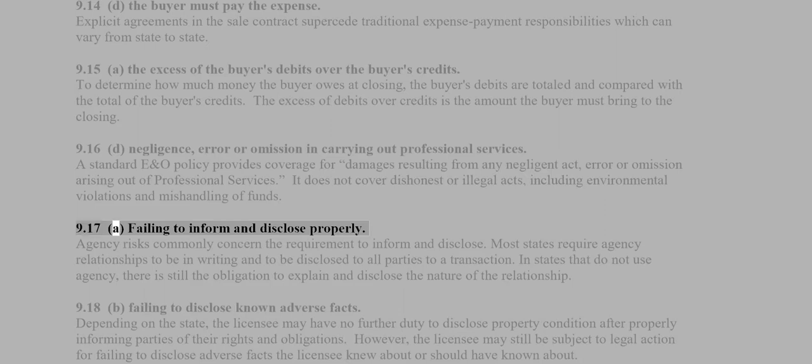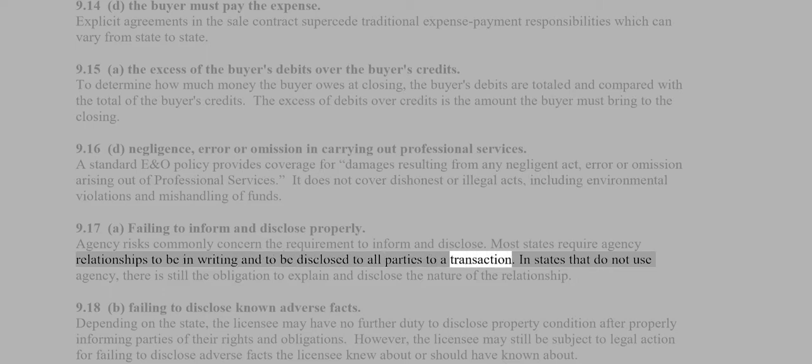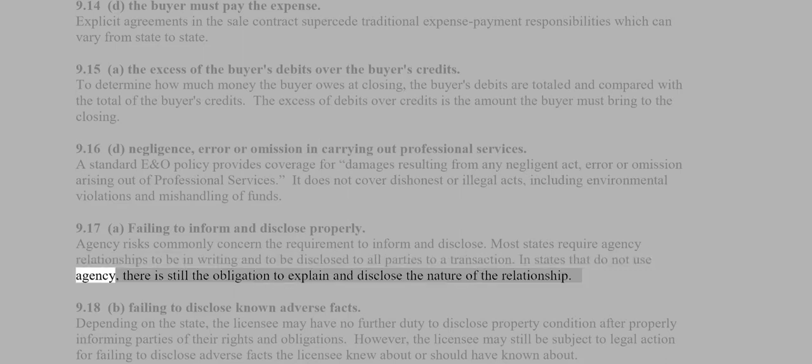9.17, A. Failing to inform and disclose properly. Agency risks commonly concern the requirement to inform and disclose. Most states require agency relationships to be in writing and to be disclosed to all parties to a transaction. In states that do not use agency, there is still the obligation to explain and disclose the nature of the relationship.